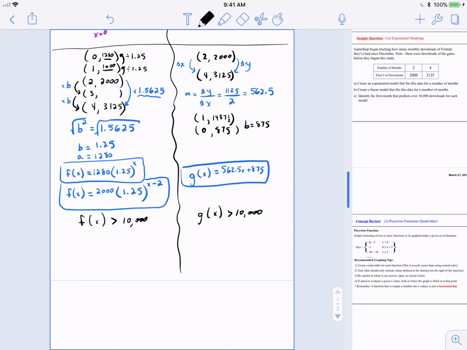So for f of x, keep scrolling here, we see in month 9 it's 9536, and then month 10 it's 11,000. So month 10, I suppose, is the first one where it's over. And for the linear, this is going to grow a little bit more slowly. It's over 10,000 at month 17.